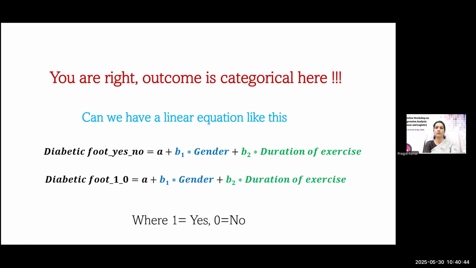And then what are the two values of yes and no? If I take 0 and 1, because in all statistical software it is the number which is important for any modeling. Especially in the case of modeling, you need numbers. So there are only two numbers here, either 0 or 1. So can we have a linear equation like this if we have a dependent variable with only 1 and 0? Yes, all of you please write in the chat box.